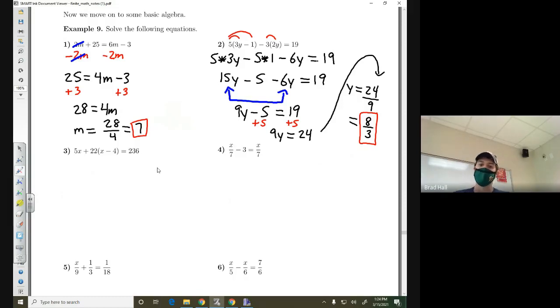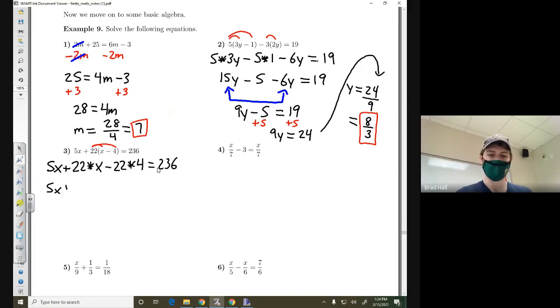5x plus 22, and they put some parentheses, x minus 4, is equal to 236. Well, as we saw in the previous problem, there's a number multiplying some parentheses, so we need to address that first. Go ahead and distribute like we did before. So this will be 5x plus, and just to write it out in case anyone might not remember distribution, that'd be 22 times the first number in the parentheses, x, minus 22 times the 4, equal to 236.